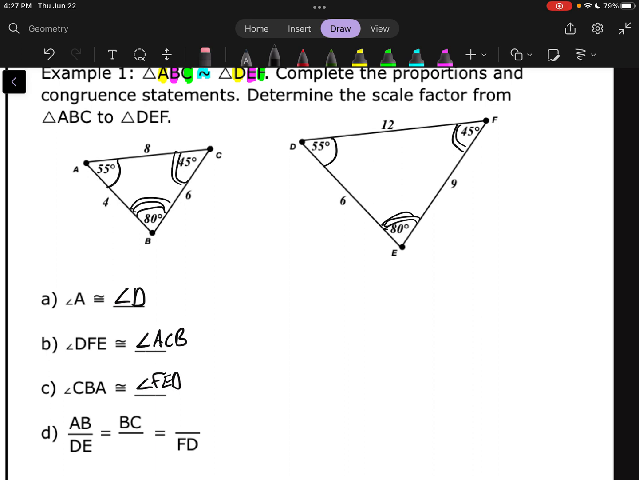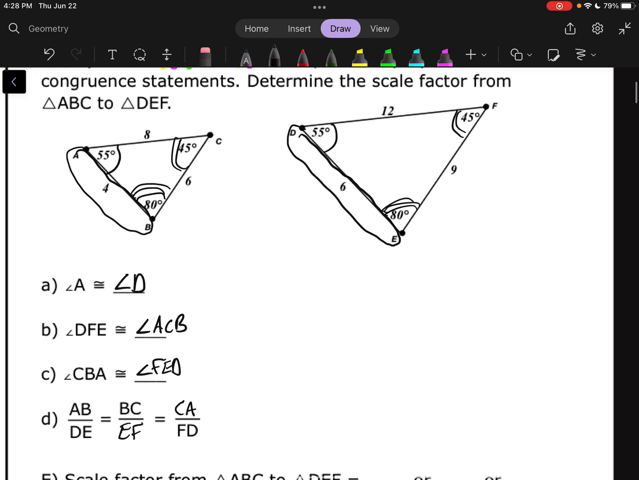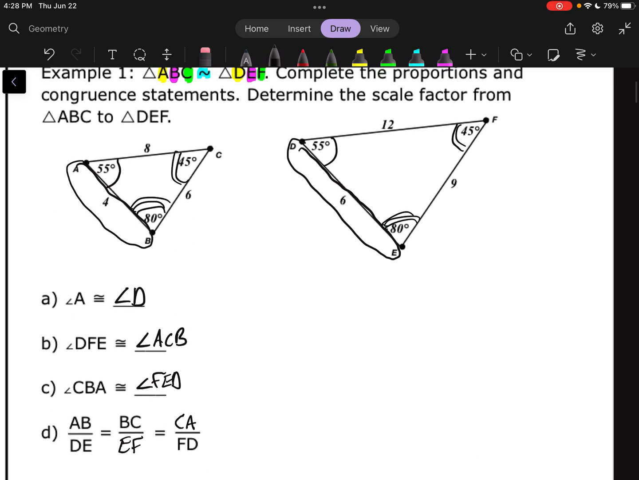Now this next part is the ratios of the sides. So they're saying AB over DE, they're relating side AB over DE. We can tell that those are corresponding sides. That would be the same as BC. Well, BC should relate to EF. And that should be equal to something over FD. Well, what side goes with FD? It should be CA. So those would be the ratios that need to be equal.